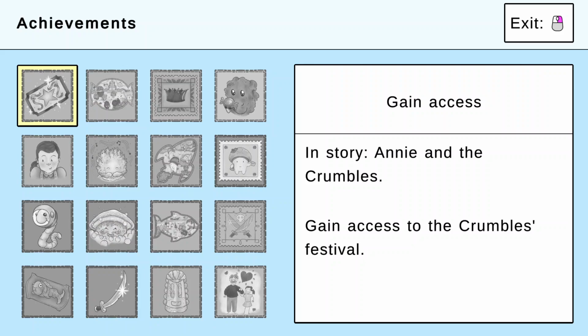Achievement 5 of 16. Rebel at heart. Achievement 2 of 16. An adventurer's worries. Achievement locked. In story, Annie and the Crumbles. Save the Crumbles Festival. Achievements. Credits. Option.